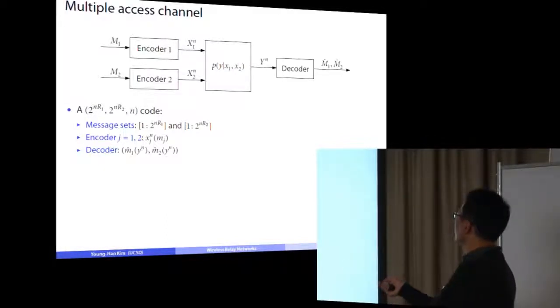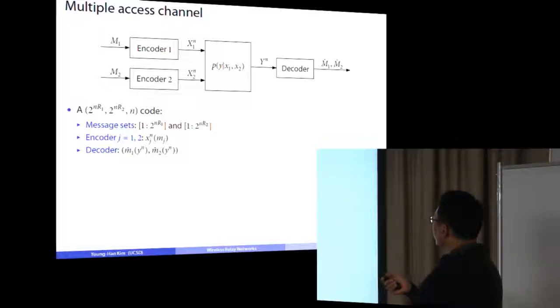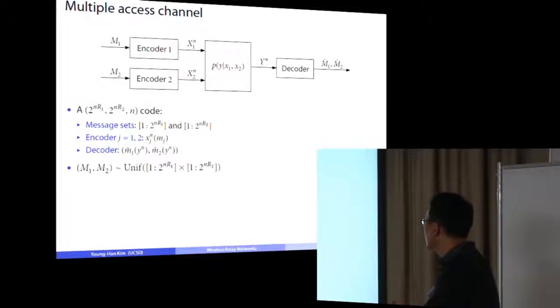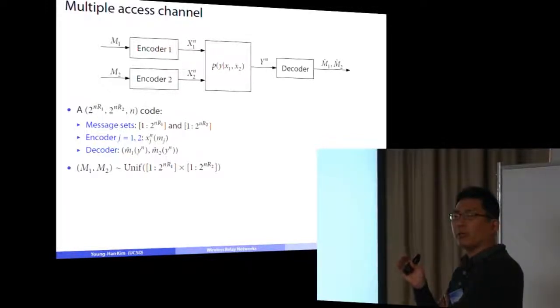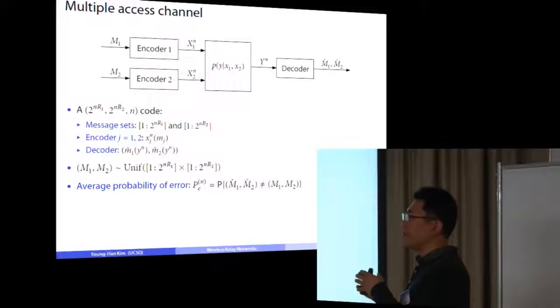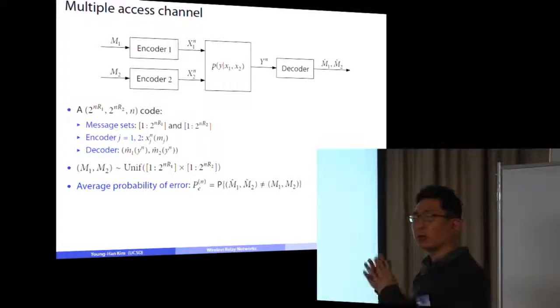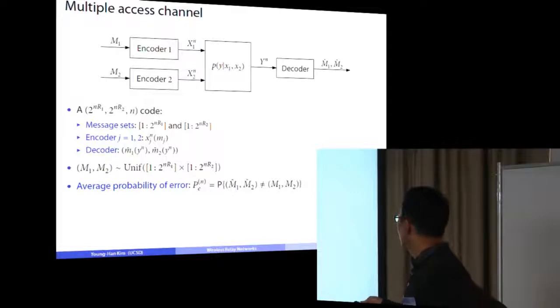Similarly, R2 is the communication rate for sender 2. These two encoder boxes, which are separated at different senders, encode their own respective messages into their own codewords, and the decoder is simply trying to find the estimates of the messages based on its noisy observation. We usually assume that the messages are uniformly distributed and independent of each other. Once you define your code, its performance is measured by the average probability of error, which is simply the probability that the intended messages are different from the decoded messages.